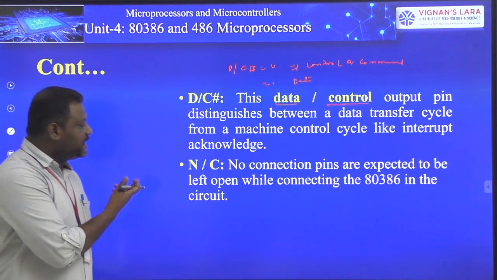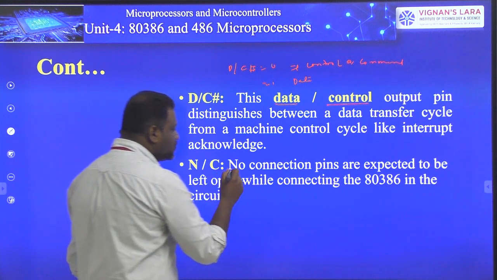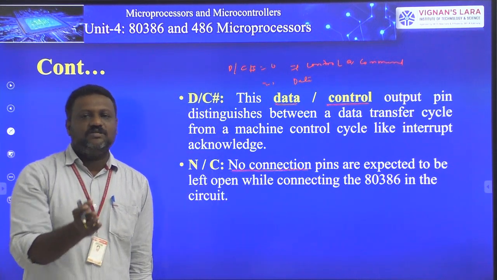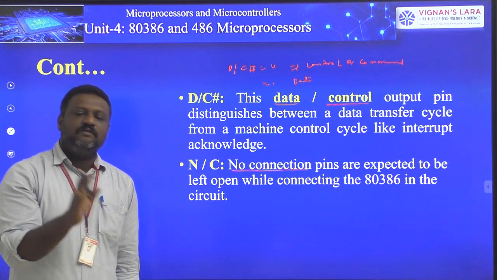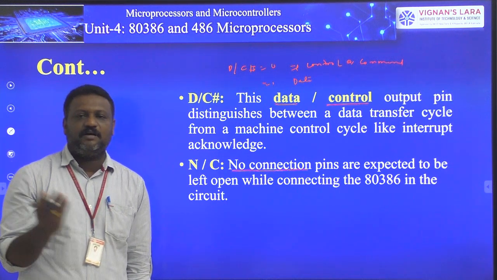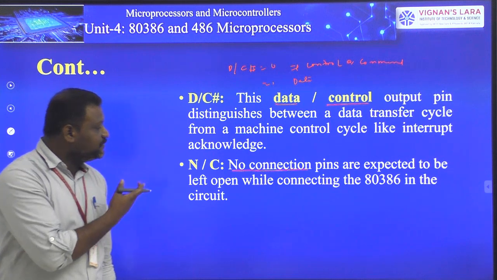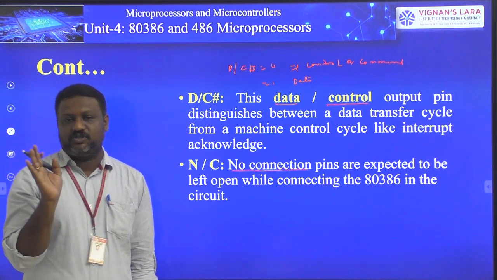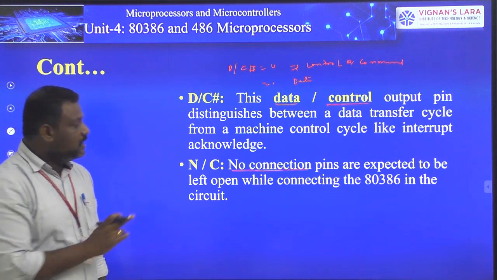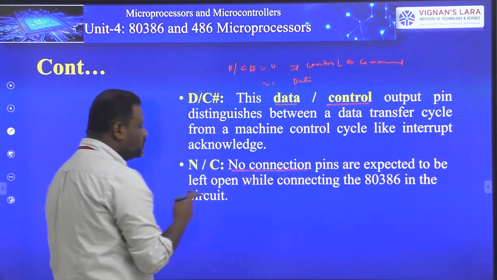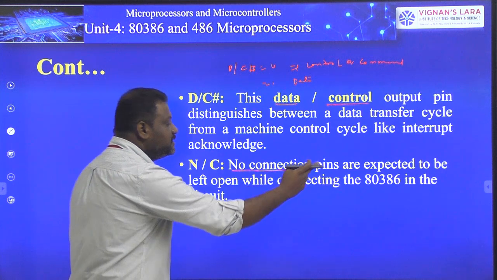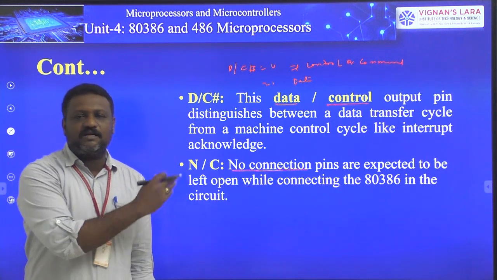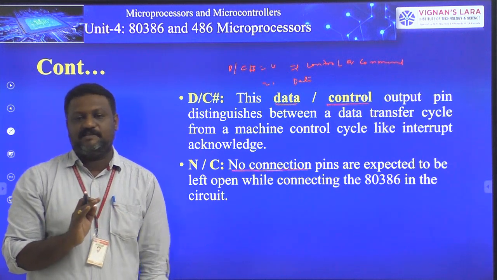And next is N/C. This is nothing but no connection. That means some of the pins on your 80386 have no dedicated function right now. For different versions, they can assign different functionalities to those signals. As of now, wherever you find NC, that indicates no connection. No connection pins are expected to be left open while connecting the 80386 in the circuit itself. So we don't want to connect anything to these NC signals.